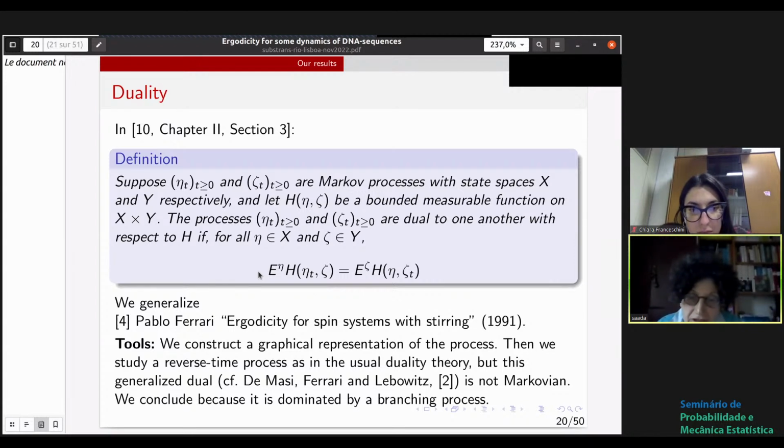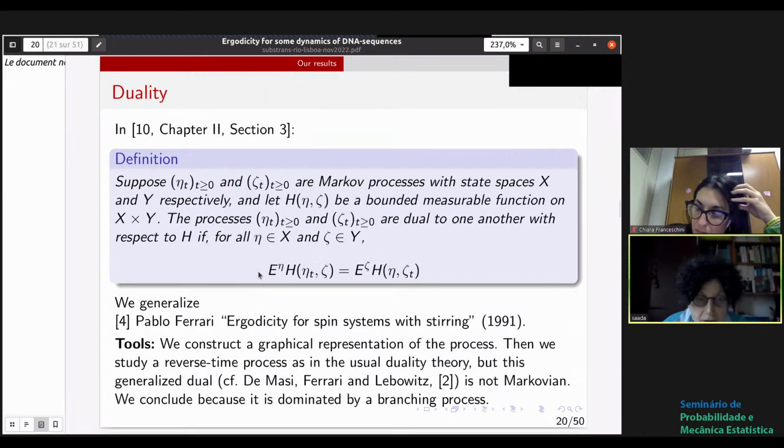And in fact, what we'll do is not exactly this. We will follow, generalizing, an old paper by Pablo, Ergodicity for spin systems with stirring. And so the idea is to construct a graphical representation of the evolution, then study a reverse time process. That's what is done in the usual duality theory. But here it will be a generalized dual because it will not be Markovian. This generalized dual idea, Pablo says, comes from the famous paper of De Masi, Ferrari, Leibovitz. And then we could conclude because even if it's not Markovian, it's dominated by a branching process.